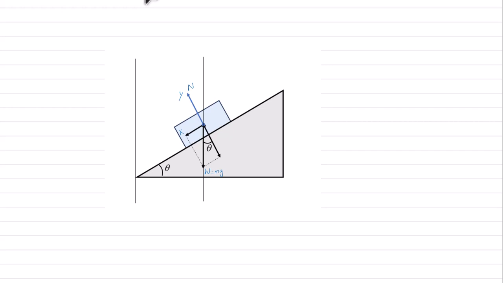Now the challenge here is that while the normal force is acting in the y direction, the weight of the block is not acting along any of the two directions. So it is acting vertically down. Therefore, it is required that we resolve the weight into two mutually perpendicular components. And let's see how we can do that.